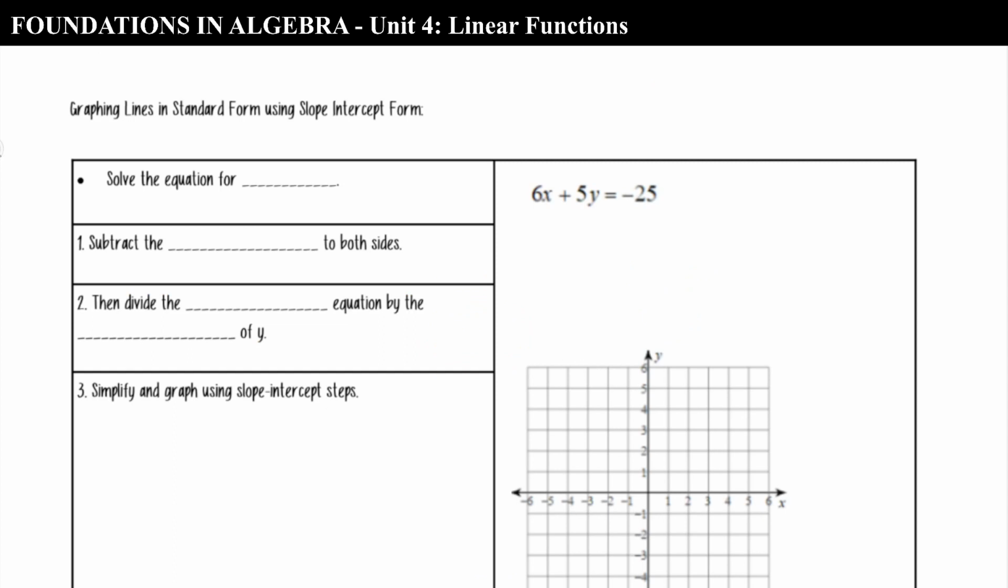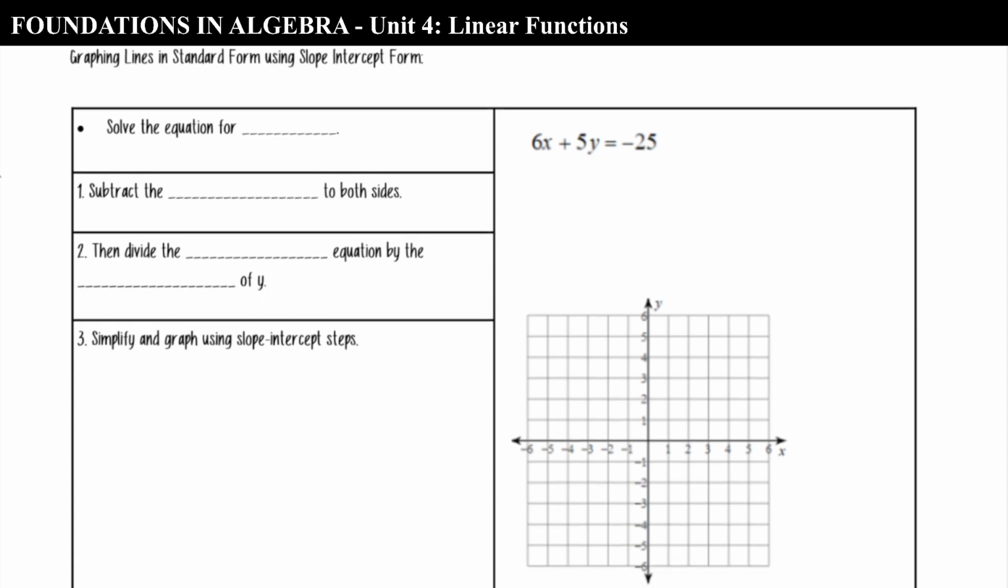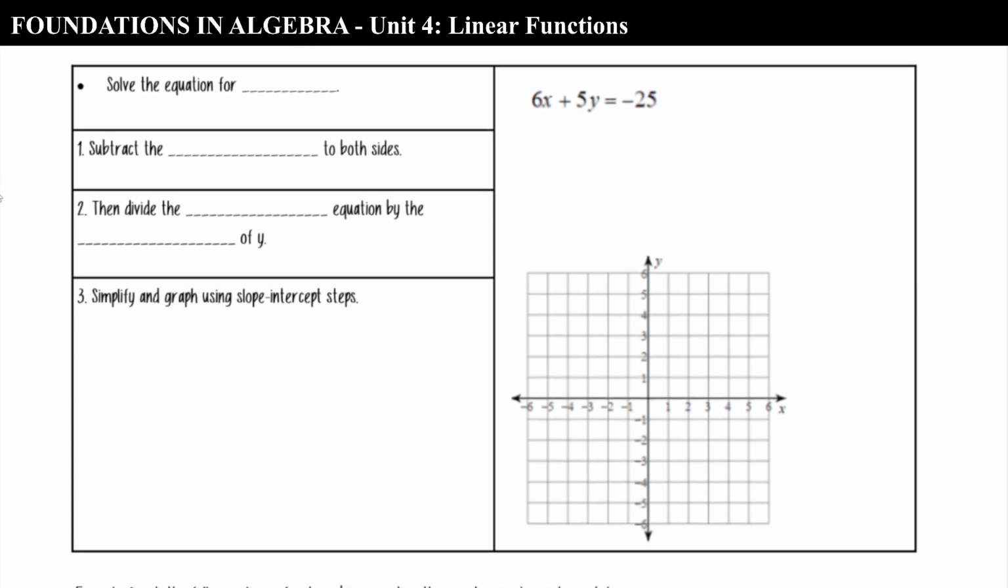In this other method, we are going to graph lines in standard form using slope-intercept form, which means we are going to rearrange the equation into a form that we are more familiar with. You're going to solve the equation for y, which means you get y by itself on one side. So you're going to subtract the x term on both sides, and then divide the entire equation by the coefficient of y.